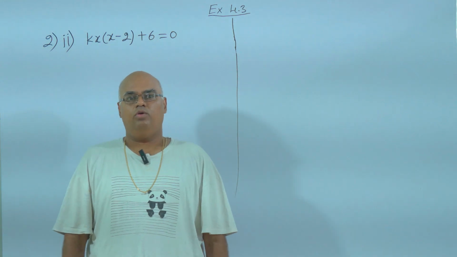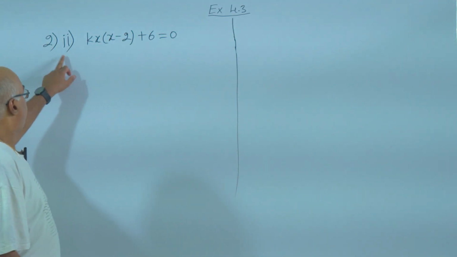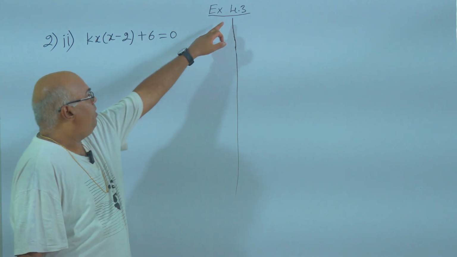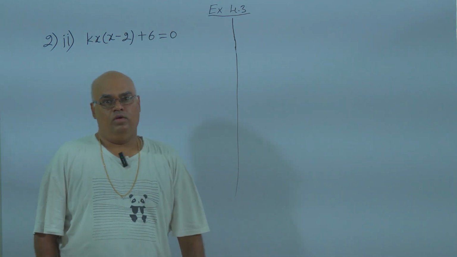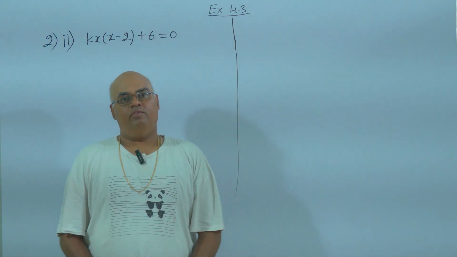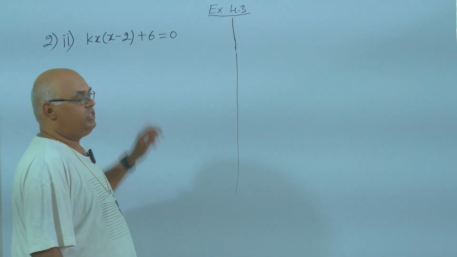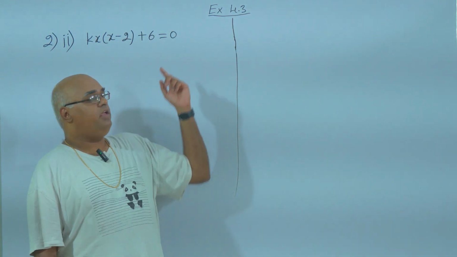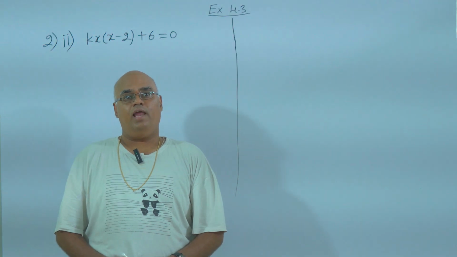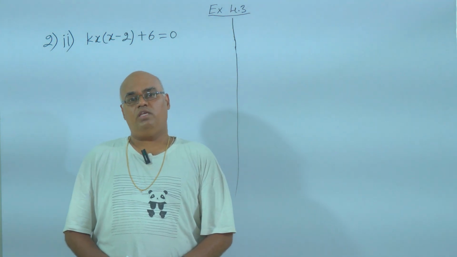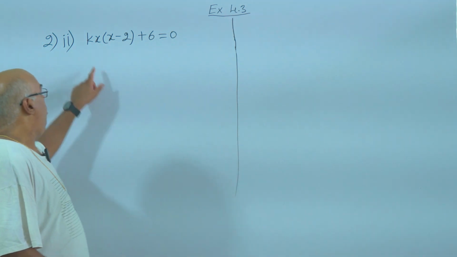In this video, I am going to solve the second bit of the second problem of exercise 4.3 from the NCERT textbook. Like in the earlier problem, here we have been given a quadratic equation, and it is given that this quadratic equation has two real and equal roots. From this information, we have to find the value of k.